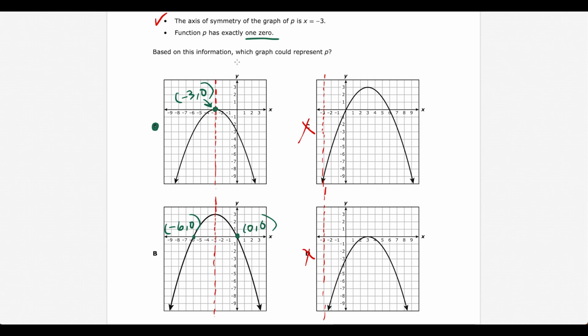So this one would not have exactly 1, 0, it has two zeros. So that means we're going to chop this out, and A is definitely our answer.